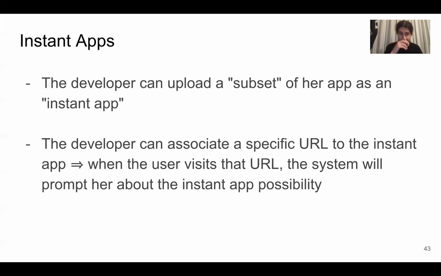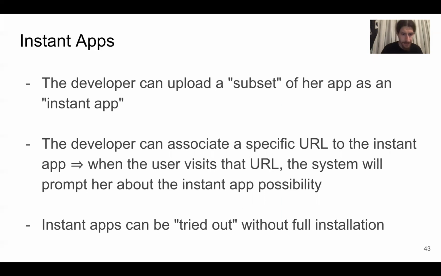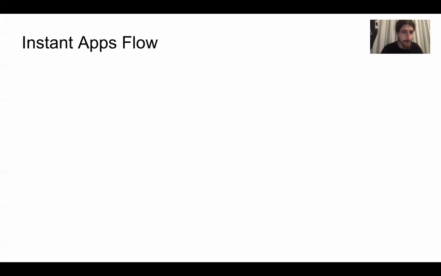The other thing about Instant App is that a developer can associate a specific URL to the Instant App. So if you click or go to this specific URL, it will trigger the prompt, hey, there is an Instant App associated to this URL. You maybe want to install it or try it out. And I think I have an example. Yes, the point is that you can try it out. Let's see if I have an example.